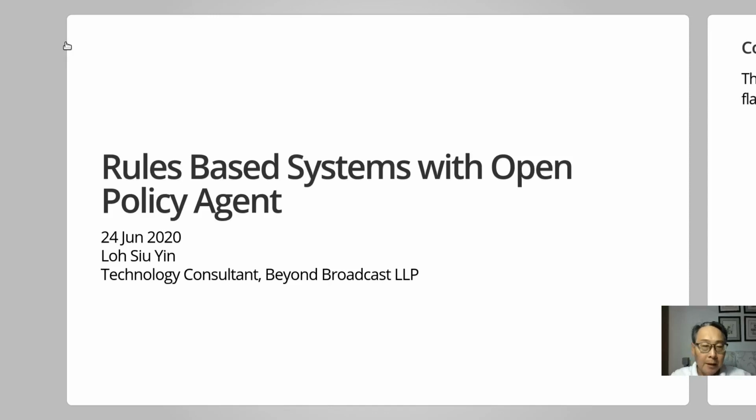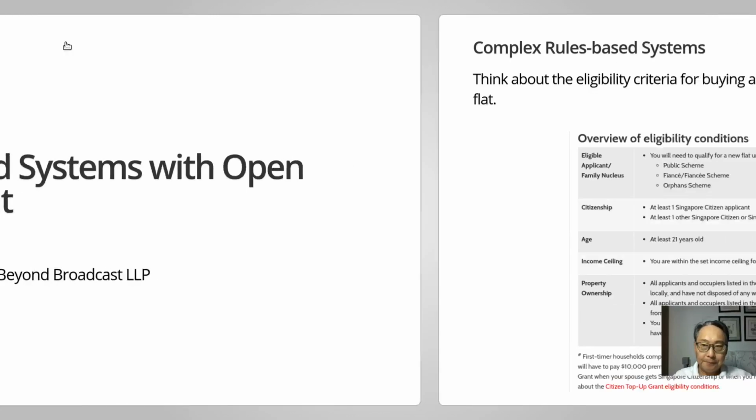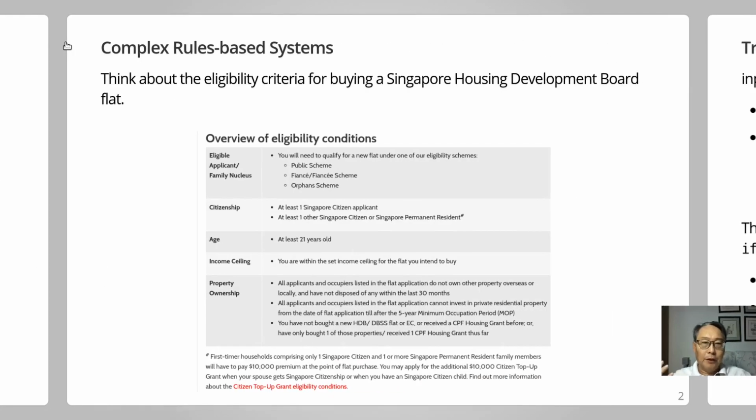Welcome. How can we make rule-based systems better? Think of a complex rule-based system like trying to buy a new flat from the Singapore Housing Development Board. Take a look at the eligibility criteria. It's pretty complex. For example, there are rules on property ownership, citizenship requirements, etc.